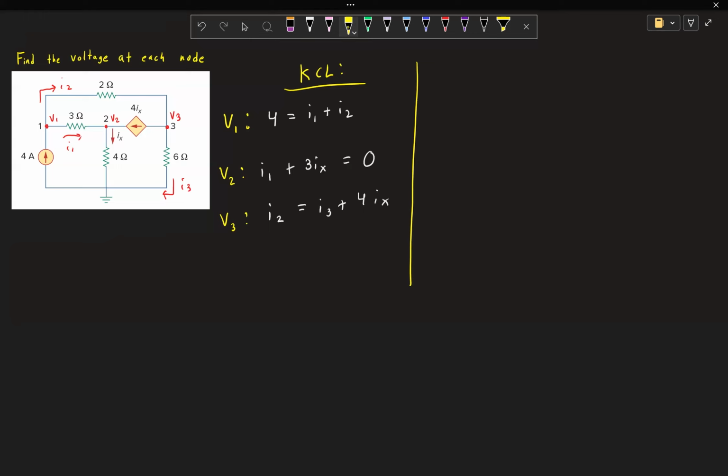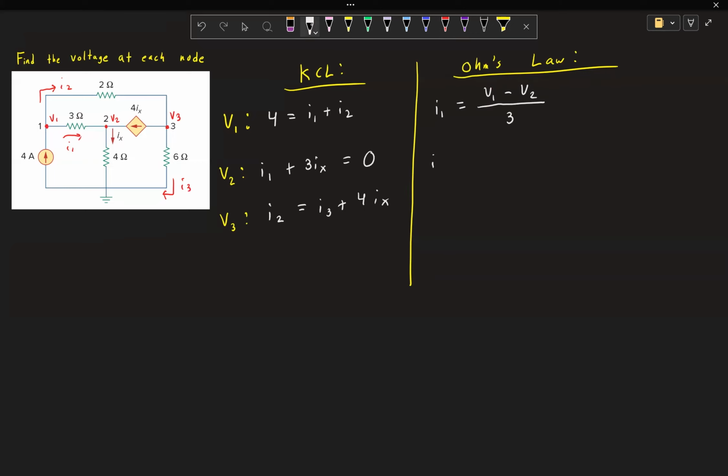So now we're going to do step 5, which is Ohm's law. Remember, the point of this is to define all of the currents in terms of voltages. So let's just start with I1. Now if we use our rule, the starting voltage is just V1. It ends at V2, and it goes across a 3 ohm. So we can say I1 is equal to V1 minus V2 over 3.